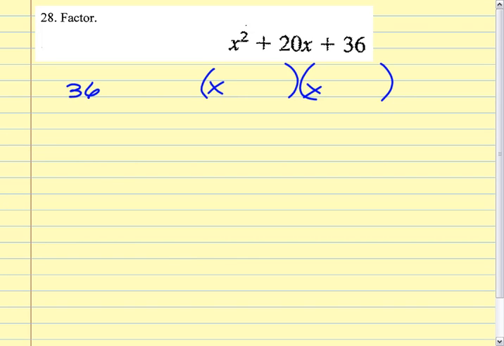Do I want the positive factors of 36 or the negatives? The positives. So I get 1 and 36. That adds to 37. I get 2 and 18. What's that add to? 20. And that's what I'm looking for. So it's going to be positive 2 and positive 18.